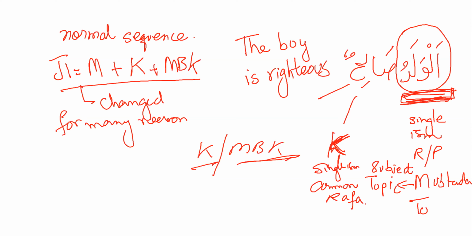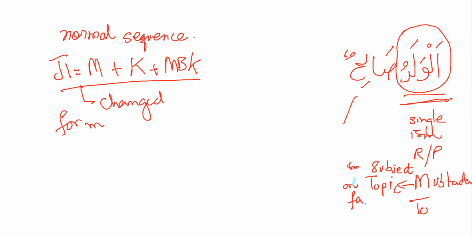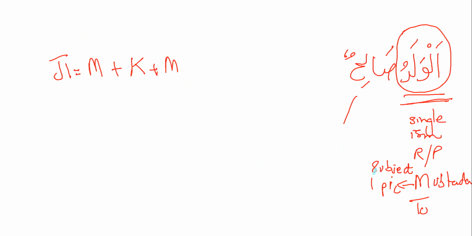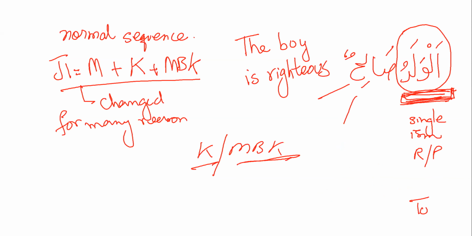Like here, Al Waladu Salihun can also be, instead of Al Waladu Salihun, Al Awladu Salihuna, like Mubtada and Khabar in the plural. Yes, of course, it can be. Inshallah, we will do that too, right?